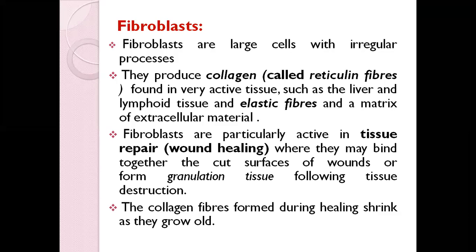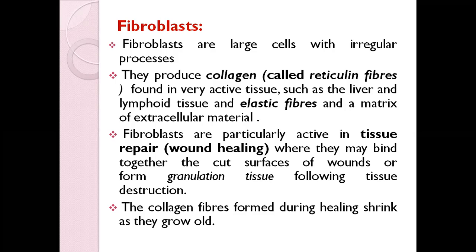These are usually found in very active tissue, such as the liver and the lymphoid tissue. They also have elastic fibers and a matrix of extracellular material. So the fibroblasts produce two types of fibers. First is the collagen fibers, and the second is the elastic fibers. Elastic fibers, as the name suggests, help in maintaining the elasticity of the cells. The fibroblasts are also particularly active in tissue repair.